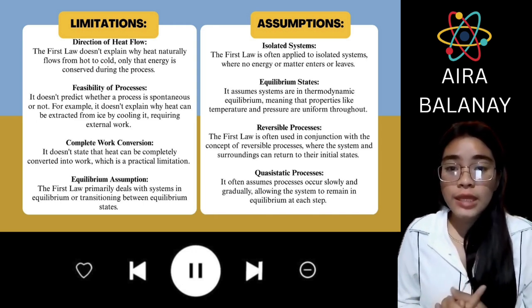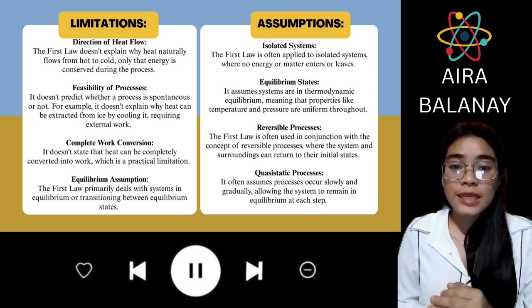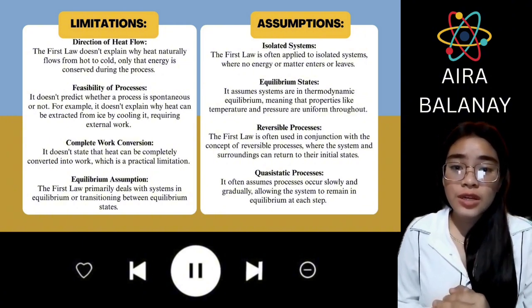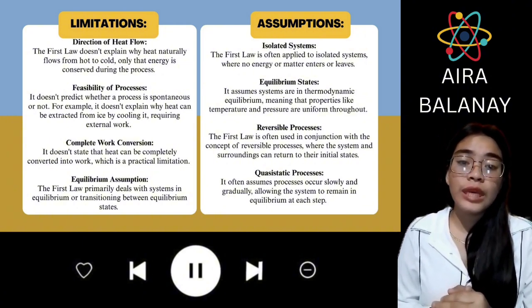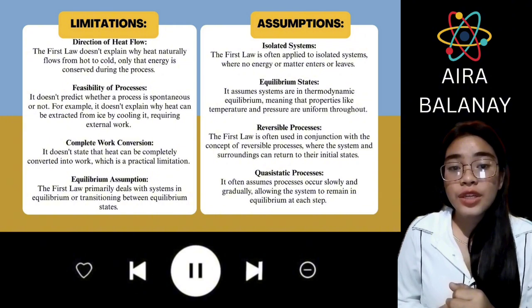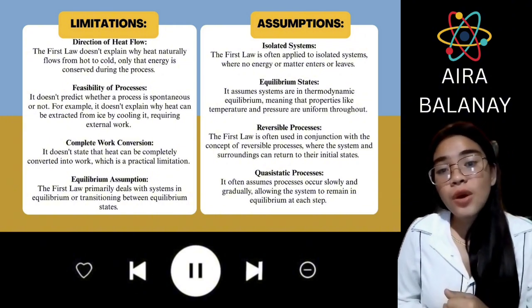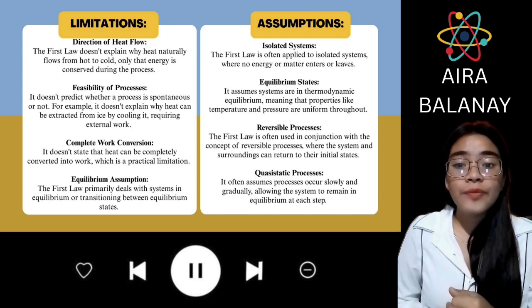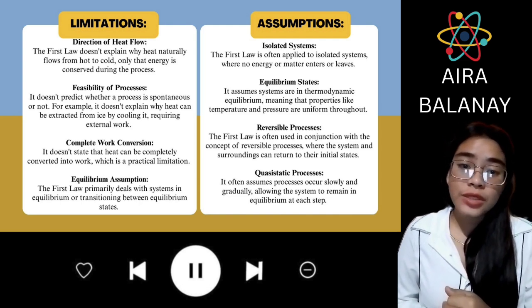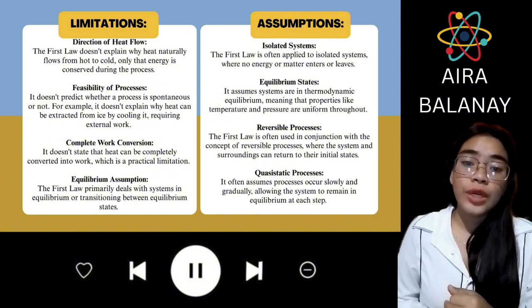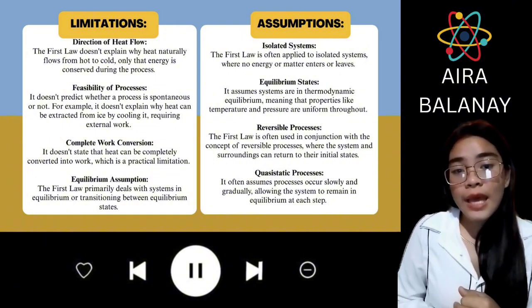So the second one is the feasibility of process. It doesn't predict whether the process is spontaneous or not. For example, it doesn't explain why the heat can be extracted from ice by cooling it, requiring external work. So, while the first law accounts for energy balance, it does not determine whether the process occurs spontaneously, such as the need for external work to extract heat from the ice by cooling it further.